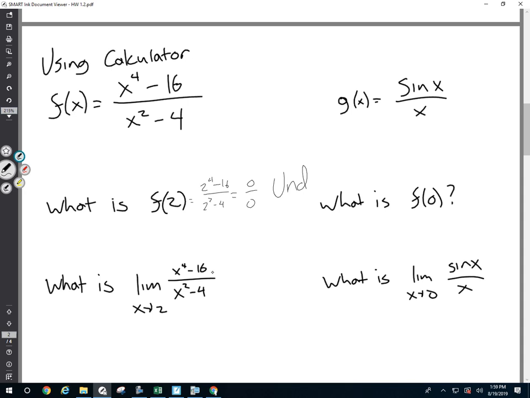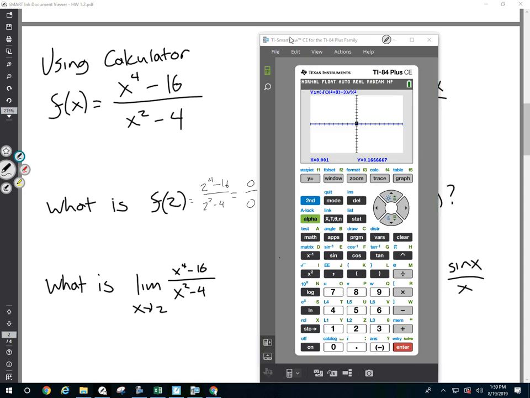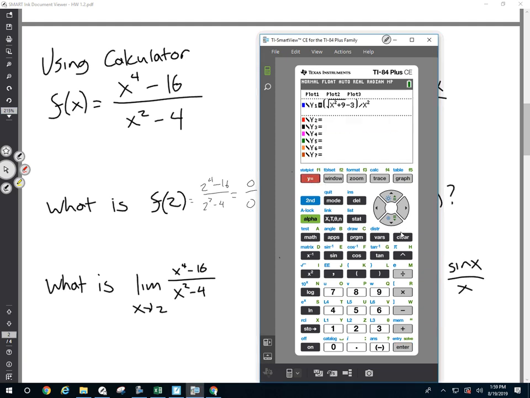But if I ask you what is the limit as x approaches 2 of x to the 4th minus 16 over x squared minus 4, and I'm able to use my calculator, this is what I'm going to do. I'm going to start by graphing. Y equals, making sure I use parentheses, x to the 4th minus 16 divided by x squared minus 4. And I graph. If I look at 2, it's going to tell me nothing. But I can plug in any other value besides 2 or negative 2. Can't plug in negative 2.